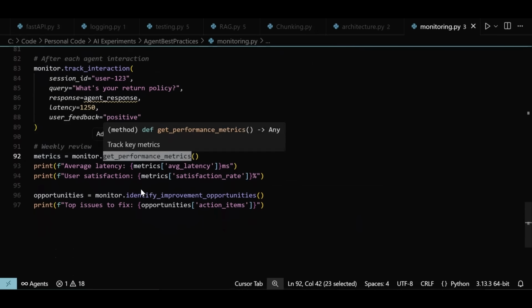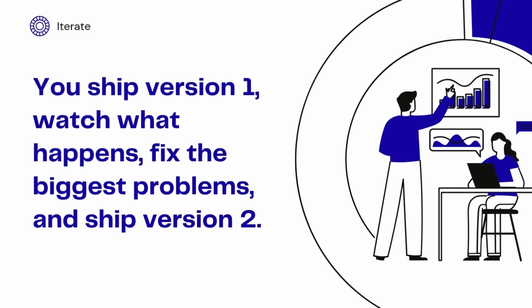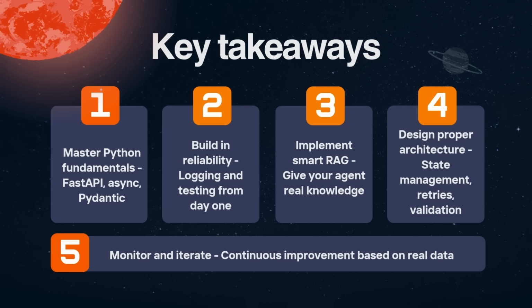Here's the key insight. Great agents aren't built once. They're refined continuously based on real data. You ship version 1, watch what happens, fix the biggest problems, and ship version 2. Alright, let's bring it all together. We covered a lot in this video.